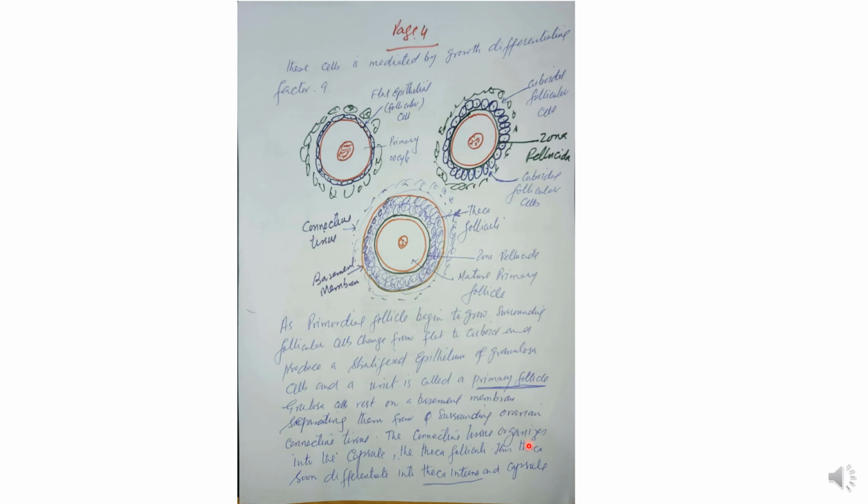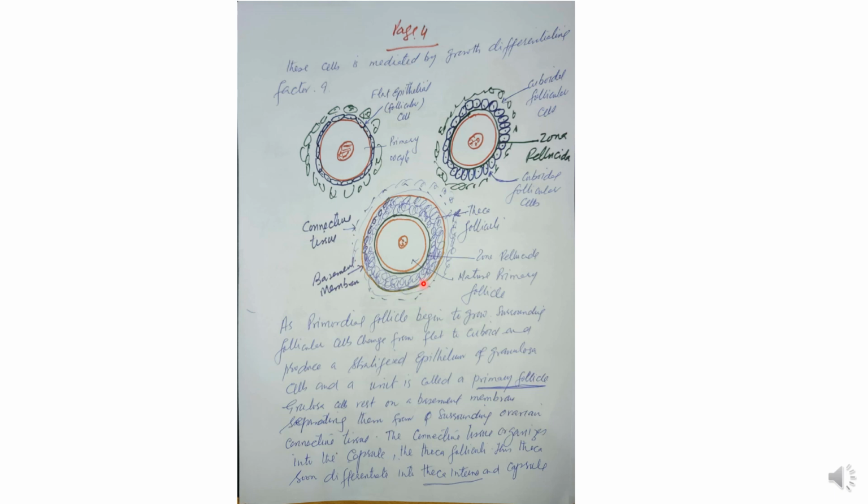The connective tissue is organized into a capsule. It is just like a capsule which is surrounding this whole structure. The name given to this connective tissue surrounding it is theca folliculi.